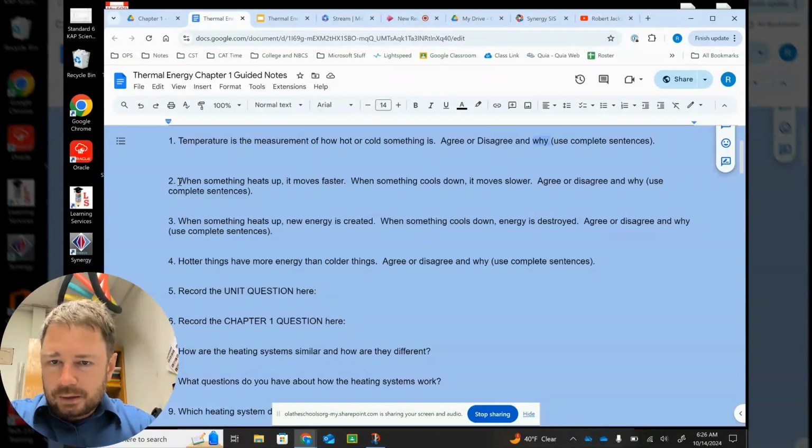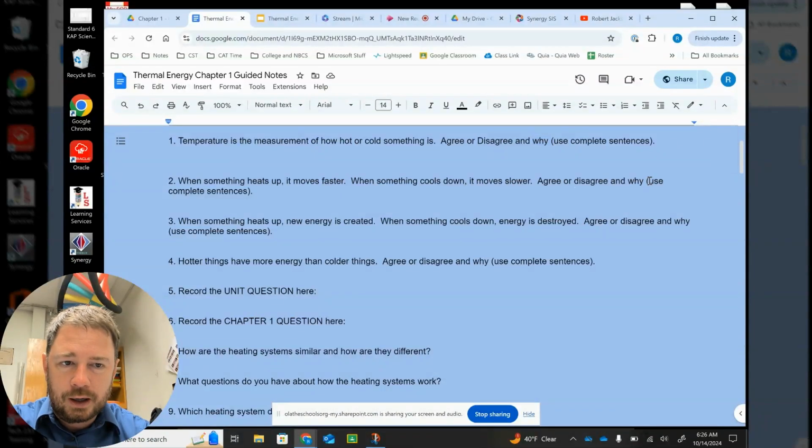All right, the second anticipation question says when something heats up, it moves faster. When something cools down, it moves slower. Do you agree or disagree, and why? Again, use complete sentences. So pause and answer this anticipation question.